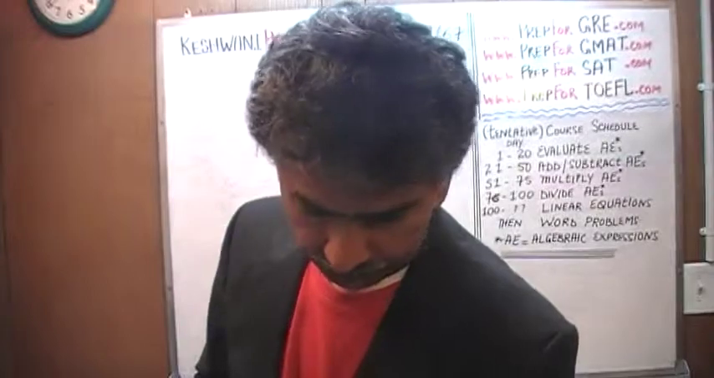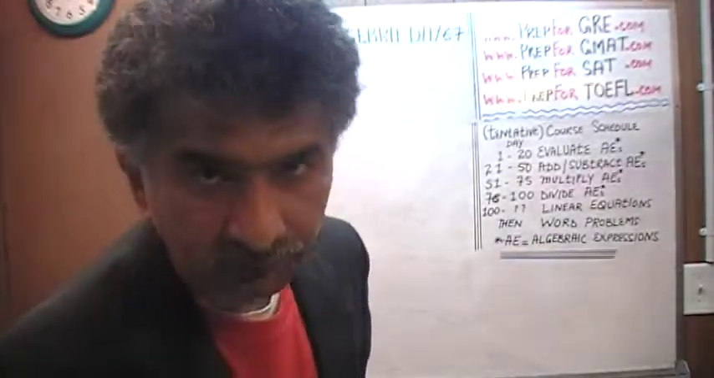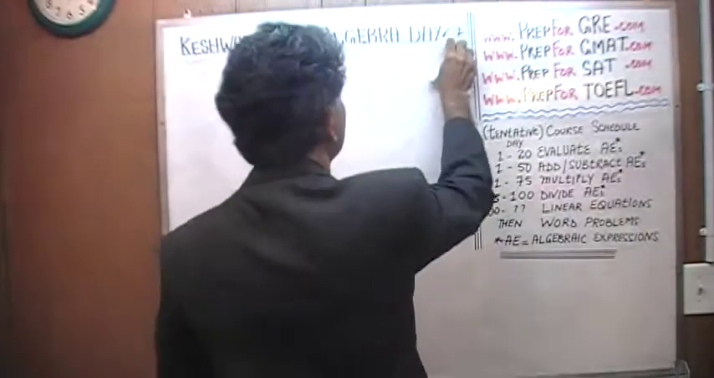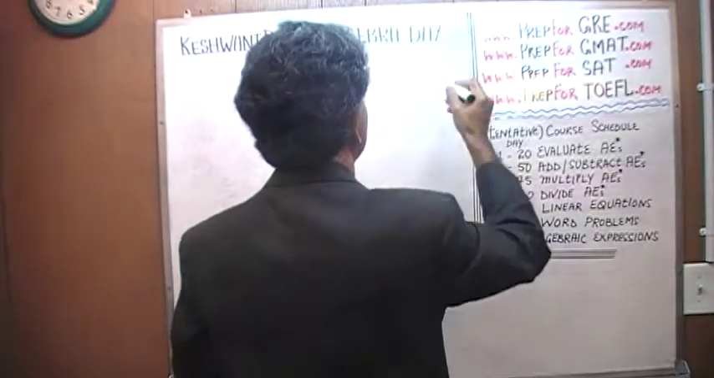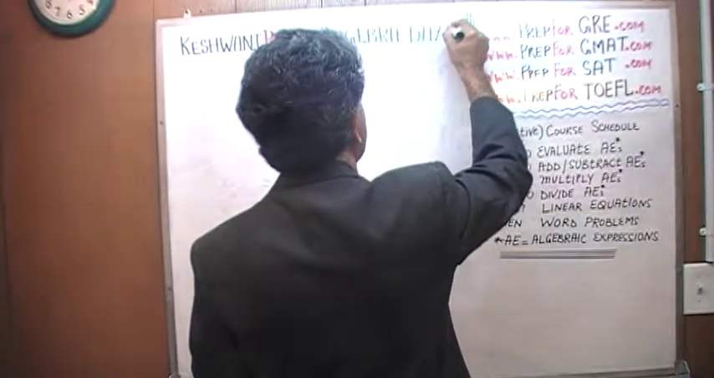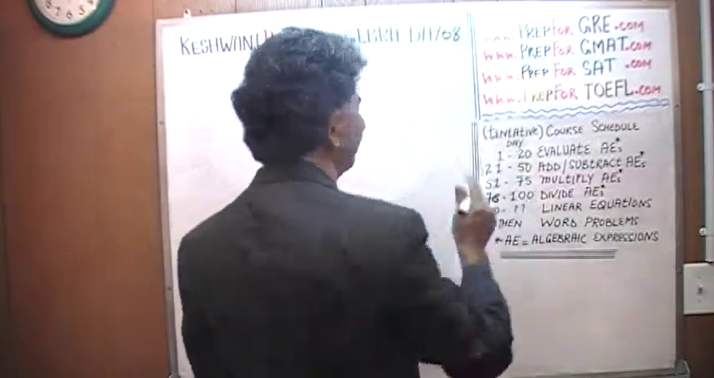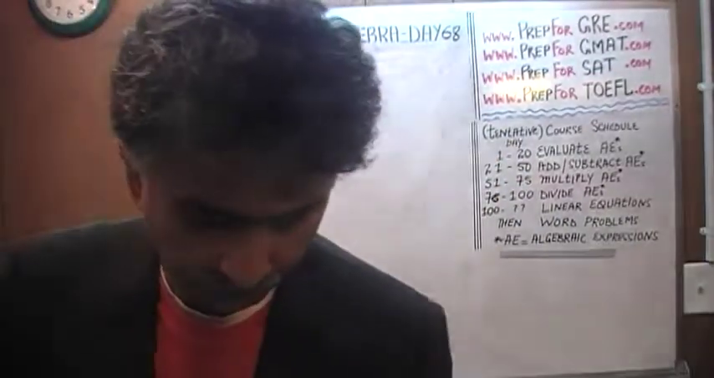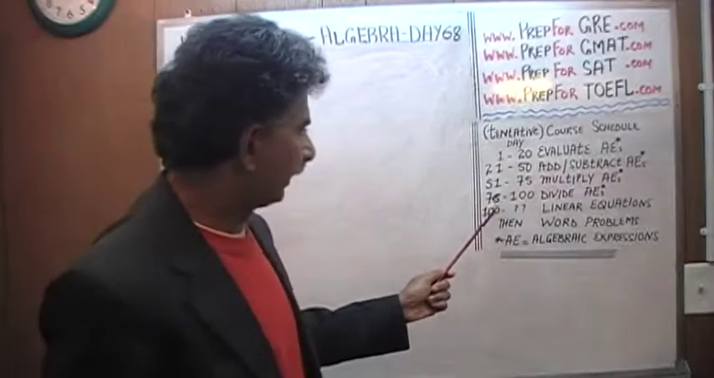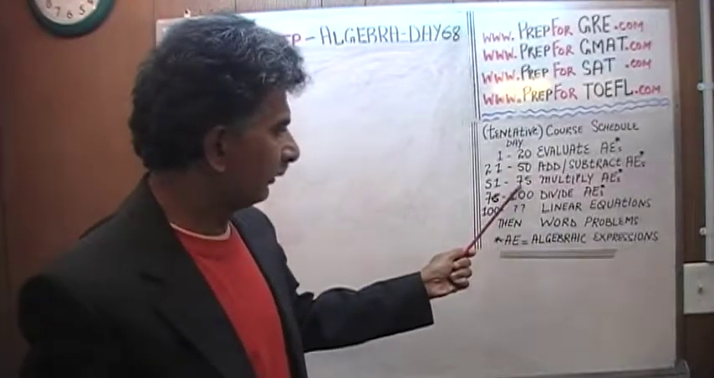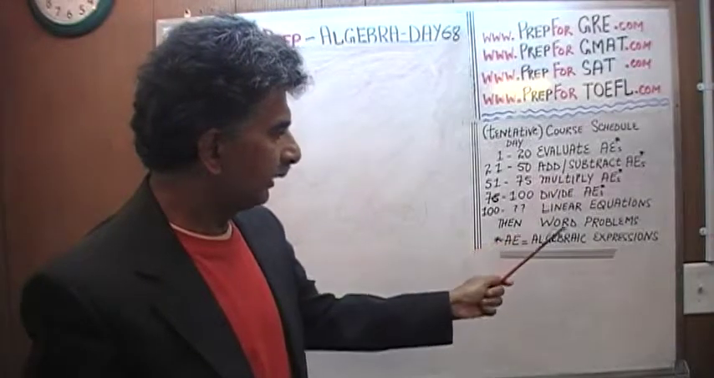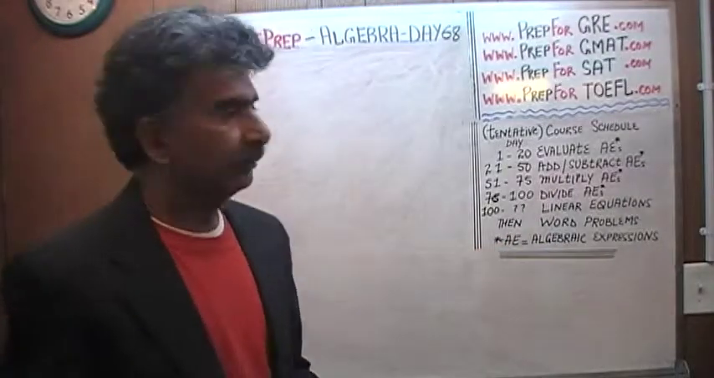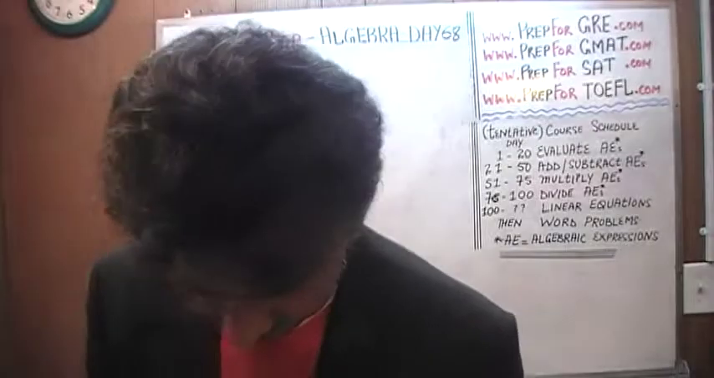We are here because we want to learn algebra. Today is lesson number 68. We are in the process of learning how to multiply. Day number 51 through 75 is where we are in the schedule. We are in the process of learning how to multiply algebraic expressions. Day number 68.